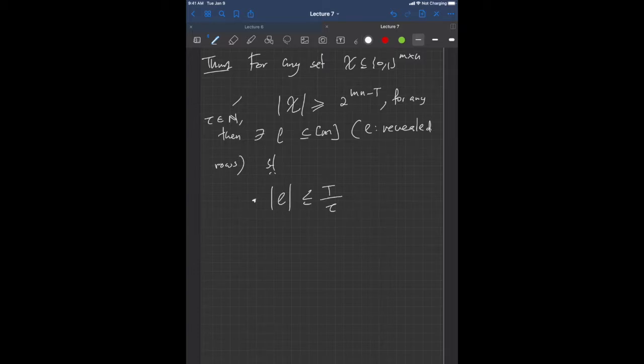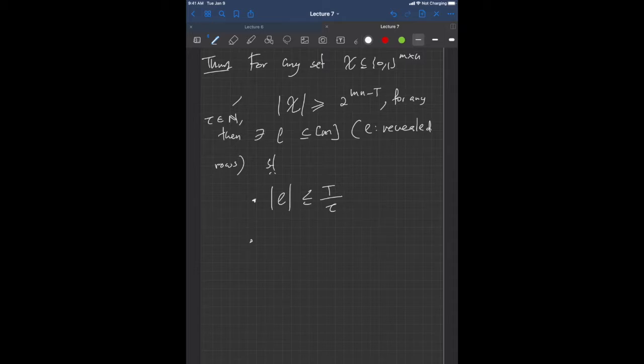So T is the total amount of information revealed on the set of matrices, and tau is a chosen threshold. The number of revealed rows should be bounded by T by tau. This is one property that we want to show. The other fact we want to say is that, apart from the revealed rows, everything else is unrevealed. On every other row, the players know strictly less than tau bits of information.